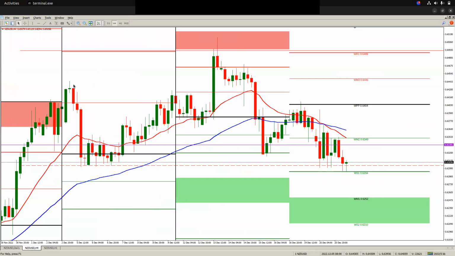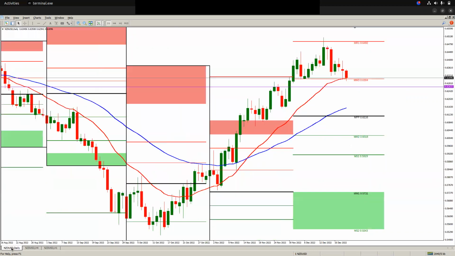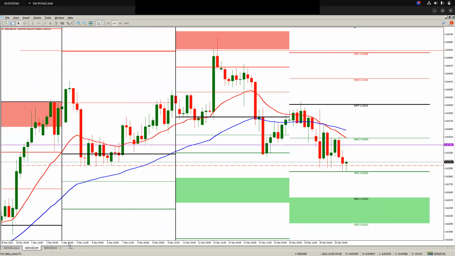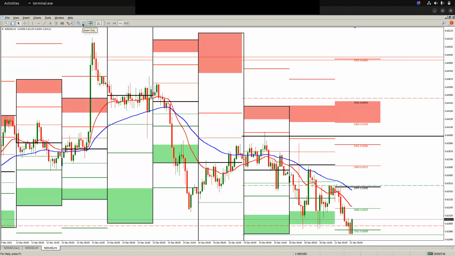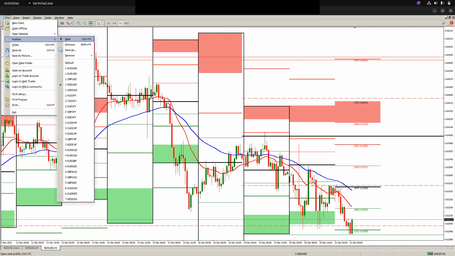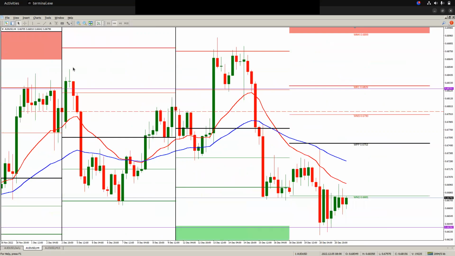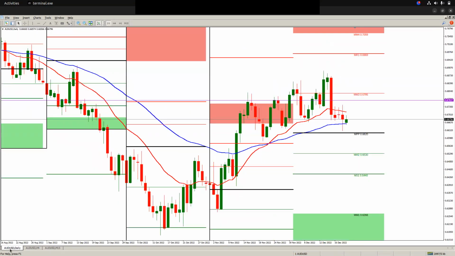Your Kiwi dollar currently sitting at support. Currently at a daily 21 EMA. I'd like to see this candle close though. But if you are trading that right now, then you are looking for higher highs, higher lows. Okay. On your Aussie USD, looking pretty sideways.